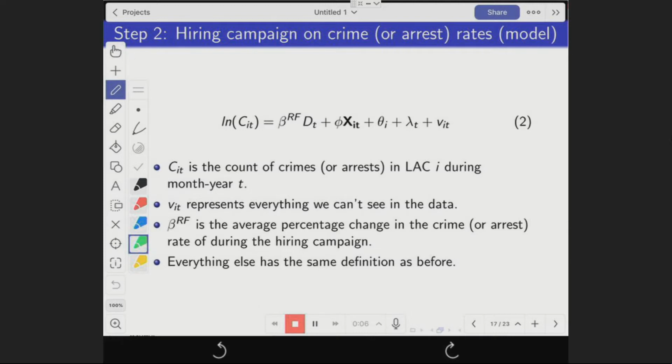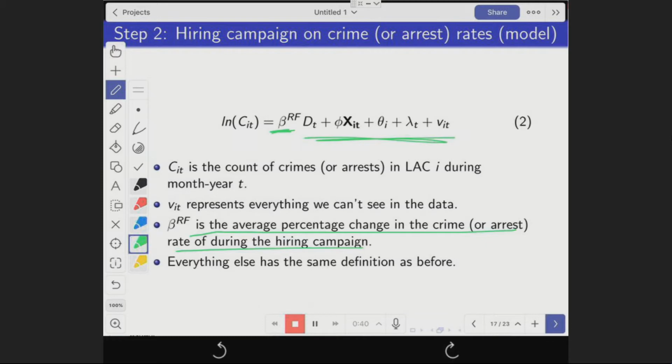Step 2. We're basically estimating the same model, but now we're looking at crime or arrest rates over here, so that's what CIT is, the number of crimes in LAC-i in month t. All this stuff's the same, so this controls for different trends between LACs, static simultaneity, seasonality, stuff we can't see. This is the binary variable that splits our sample in half before or after. This guy is what we're actually interested in. So what is he? He is the average percentage change in crime or arrests during the hiring campaign after you take care of all of this.